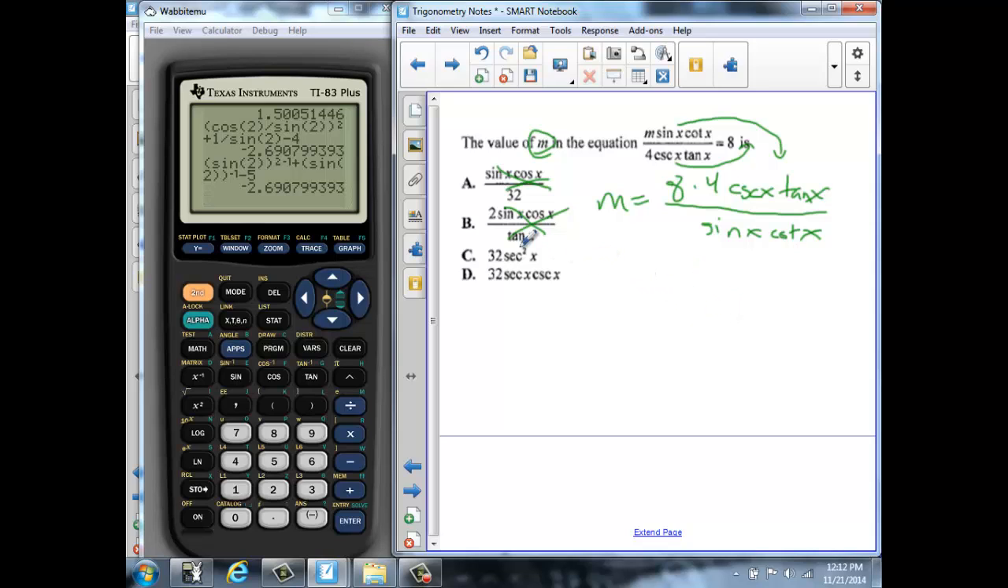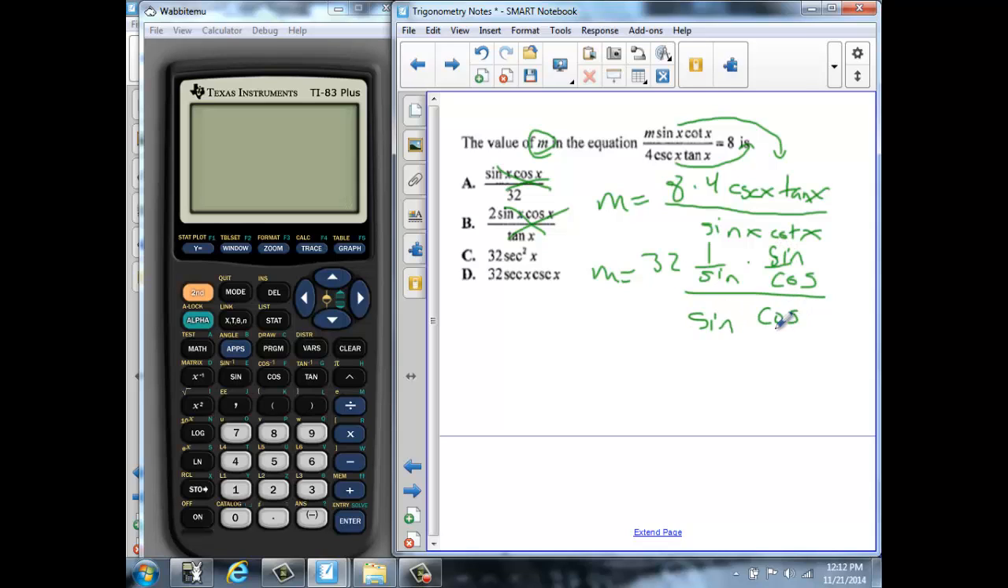This one may actually be easier to solve without using numbers. Because I know that's a 32 there. Can you guys give me 1 minute here? Because there was already an 8 sitting there. And then I brought the 4 stuff up to the other side. And I brought this stuff down. Cosecant is 1 over sine. Tan is sine over cos. And then cotan is cos over sine.